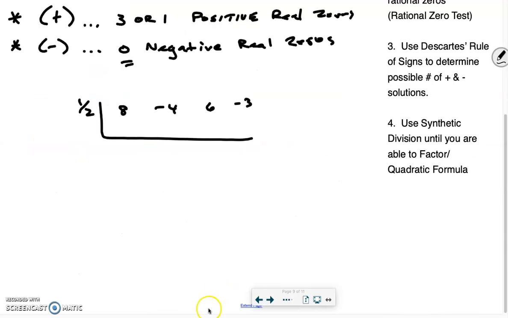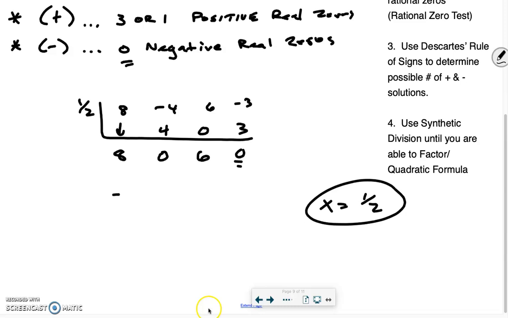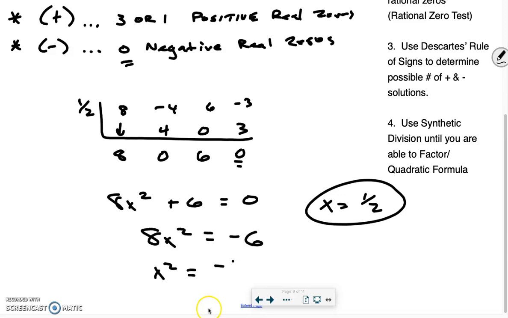But if we were to test 1/2, just to show that we can do this with a fraction, bring the 8 down, multiply, we get 4, add to get 0, multiply to get 0, add to get 6, multiply to get 3, and we've got it. So our first 0 is at 1/2. The rest of this, 8x squared plus 6 equals 0. I'm going to subtract the 6 over, divide the 8 over, negative 6 over 8.